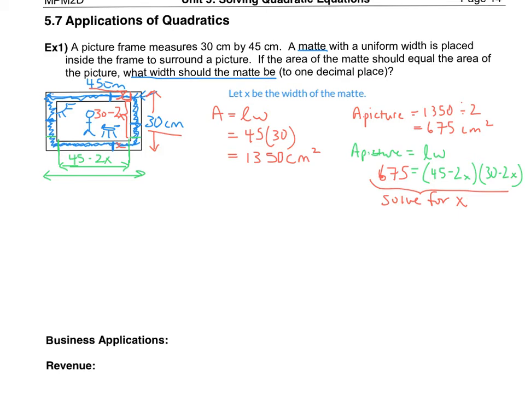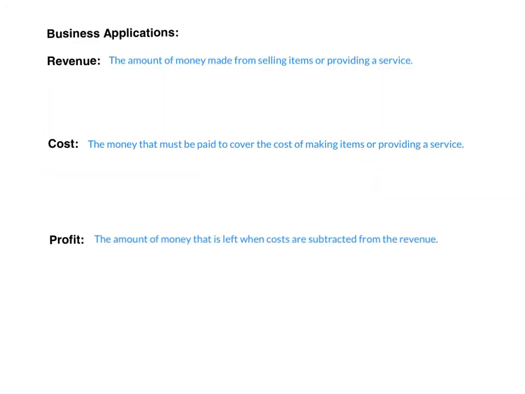I do want to talk about business applications briefly here. I'm going to slide over. When we talk about business, we have three terms that we talk about a lot. One is revenue, which is the amount of money that you make from selling items or providing a service. My example is, let's say you have a lawn cutting business, and for an in-town lawn, you're charging $25 each time you cut the lawn. Your revenue would be $25 every time, so it would be 25 times the number of times you cut the lawn.